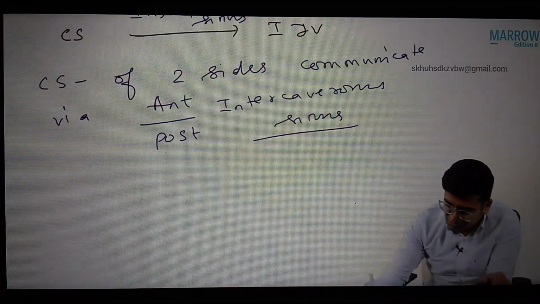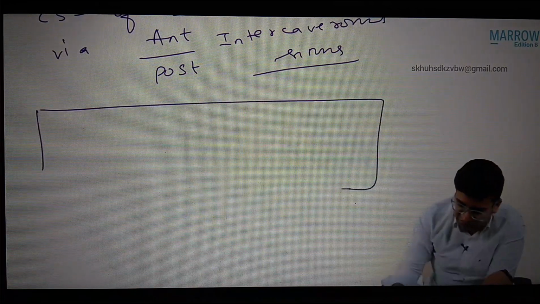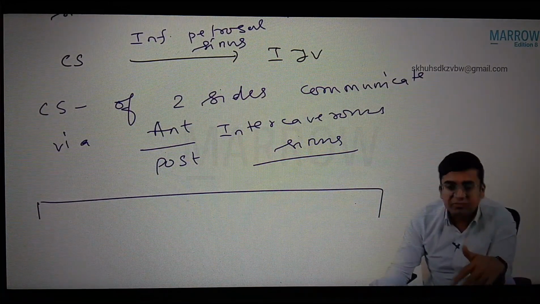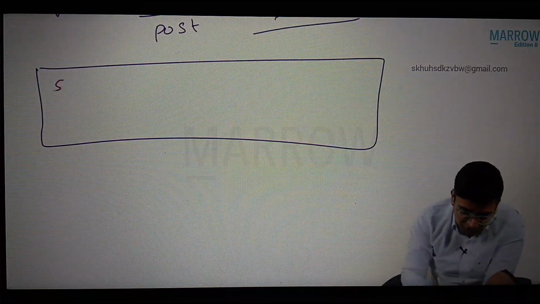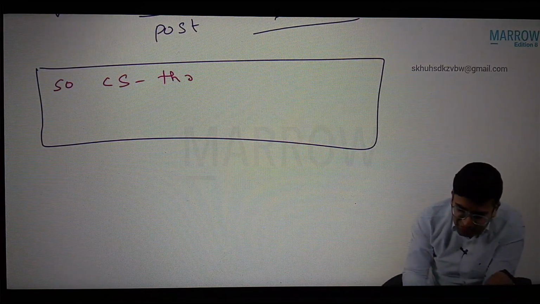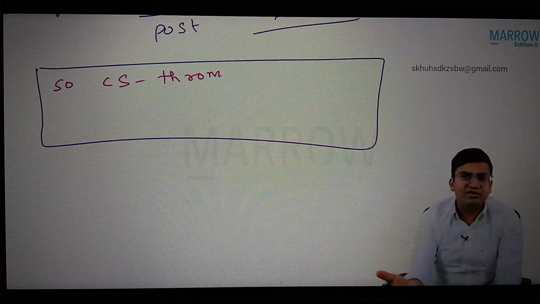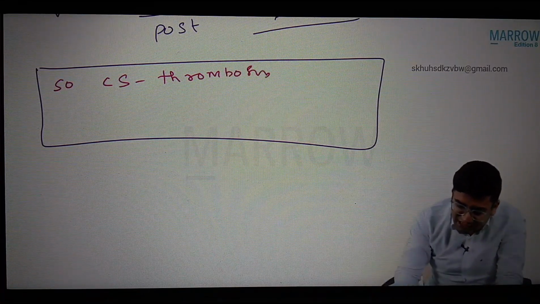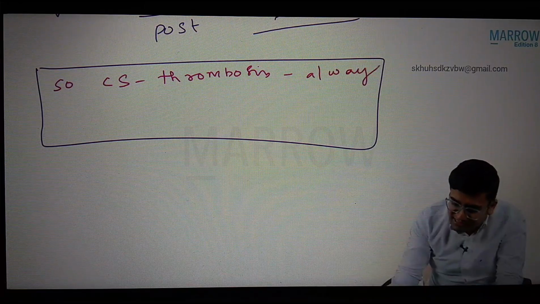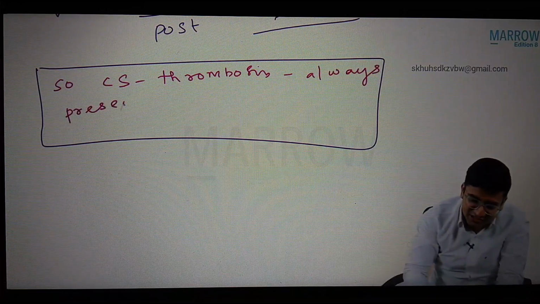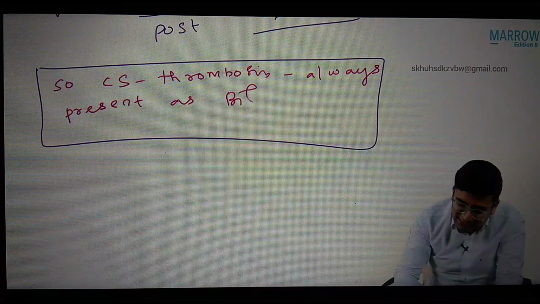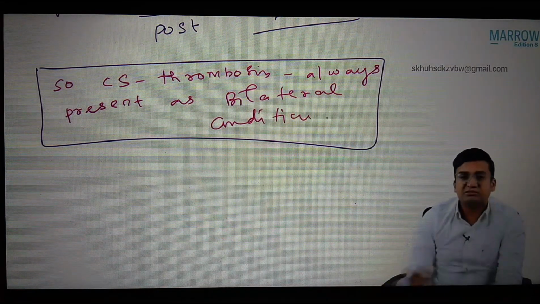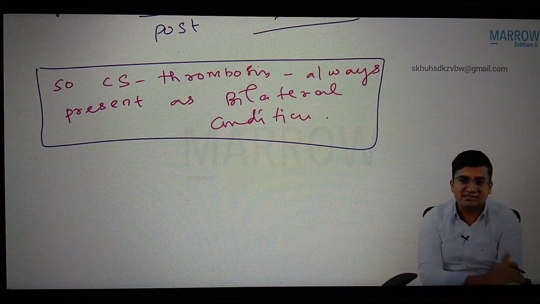Okay. So please write, put one box. Cavernous sinus of two sides communicate via anterior and posterior intercavernous sinus. So cavernous sinus thrombosis: any infection in any one of the cavernous sinus, the infection easily goes to the other side. So cavernous sinus thrombosis always presents as a bilateral condition. Why? Because we have communication, because of anterior and posterior intercavernous sinus.